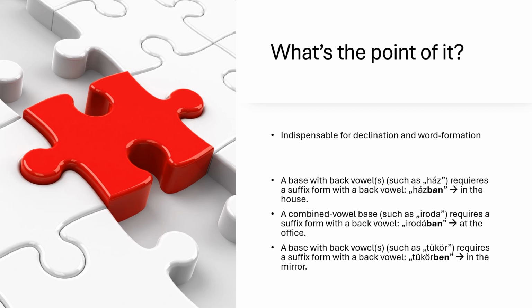At last, let's examine a front vowel example: tükör, which means mirror. The suffix is the same as we have the same purpose. Due to the fact this is a fully front vowel word, we are entitled to pick the front vowel version, ben. So we get the form tükörben.